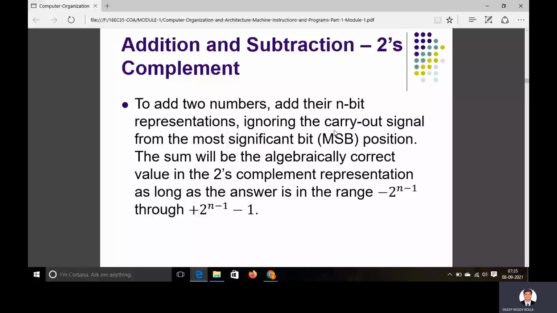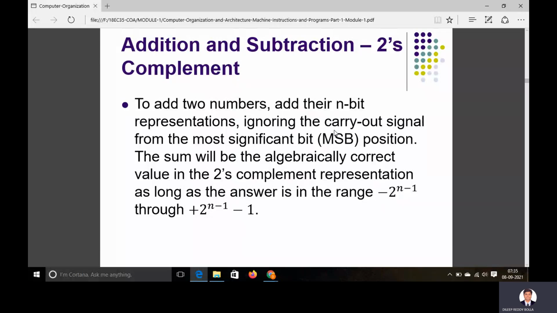So minus 2 is the maximum negative number we can have for 2 bits. And for the positive number, it is 2 power n minus 1 minus 1, which means 2 power 2 minus 1 is 2 power 1, which is 2, minus 1 will be 1. So that's how minus 2 to 1 is the range of numbers we have: minus 2, minus 1, 0 and 1.